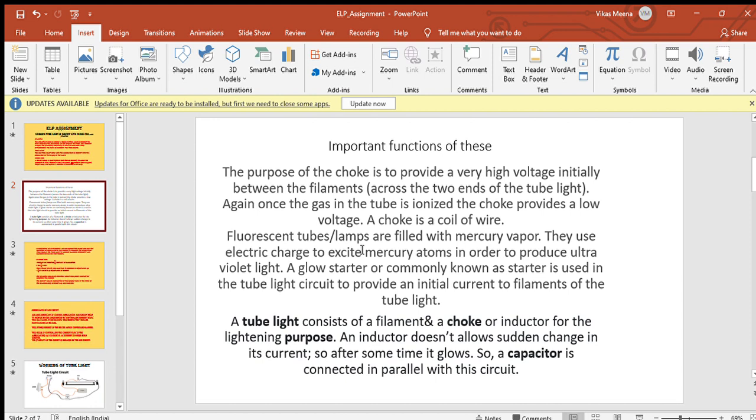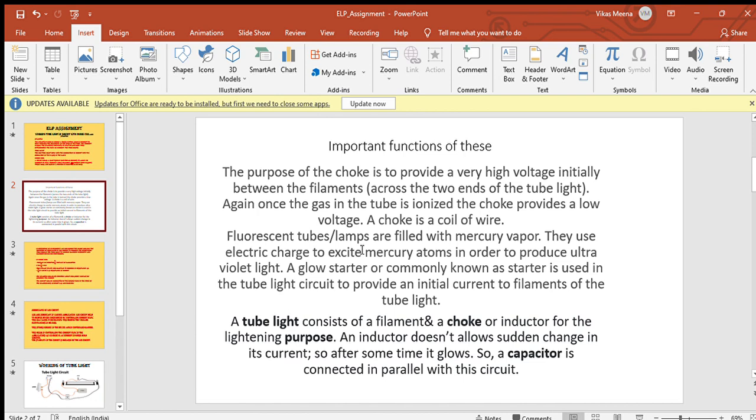Now, a tube light consists of a filament and a choke, or inductor, for the lighting purpose. An inductor, as we know, does not allow sudden change in its current. So after some time, it glows. When we start the switch, we notice that the tube light glows after some time. This is the reason: there is an inductor which does not allow sudden change in current.